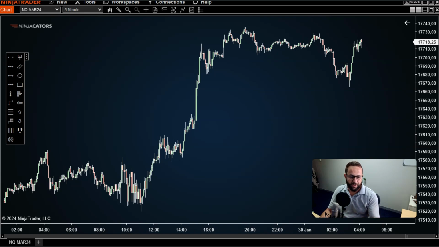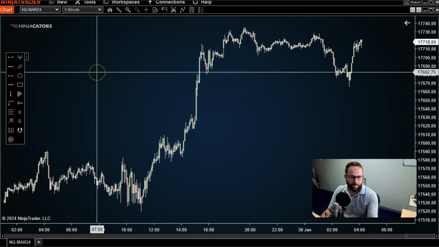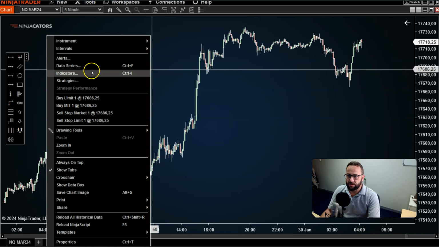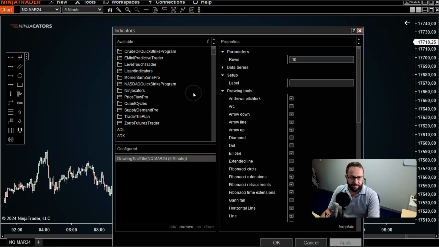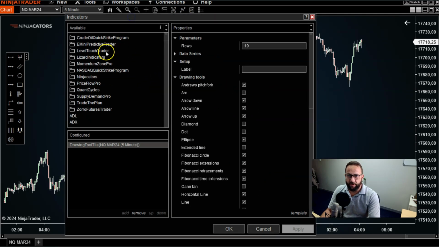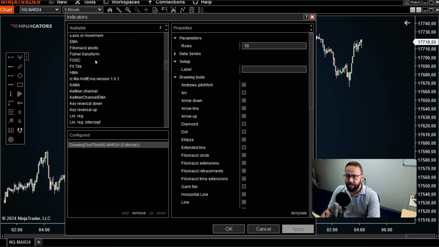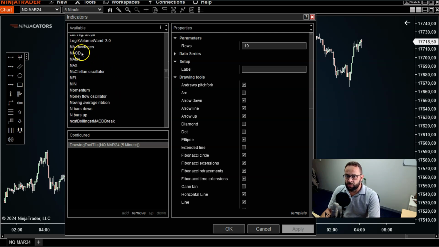First thing you need to do is, once you've opened a chart, connect it to your data feed. I'm using the NASDAQ, for example, on a 5-minute time frame. You want to go ahead and either right click on your chart, head on over to indicators, or on the chart itself, go to this button over there, which is your indicators button. That will bring up all of the indicators built into the NinjaTrader platform, and you want to scroll down all the way to MACD, which is all the way down here.